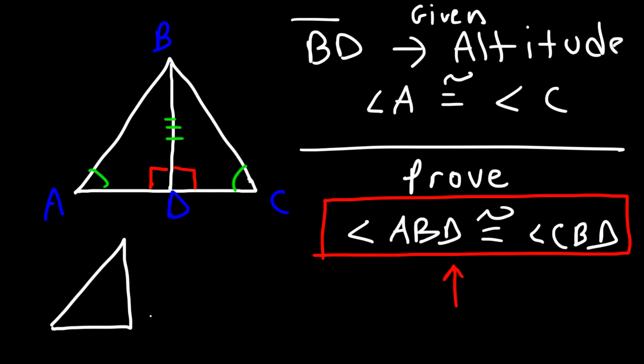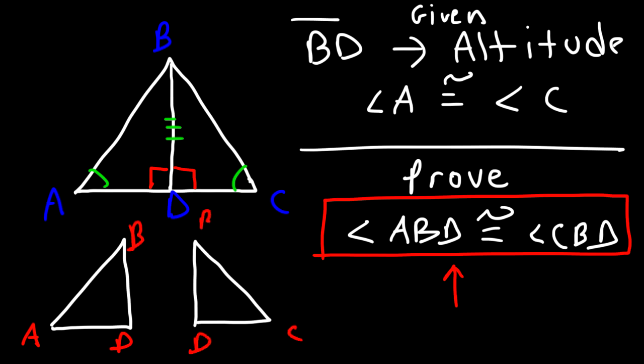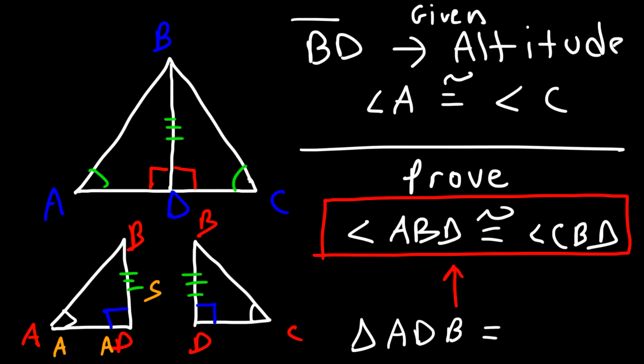So if we split it into two triangles, triangle ADB and CDB, we could say that these two sides are congruent based on the reflexive property, and we have that angle D is congruent to each other and angle A is congruent. So thus we have angle, angle, side. And so we could prove that the two triangles are congruent. So we can make the statement that triangle ADB is congruent to triangle CDB.